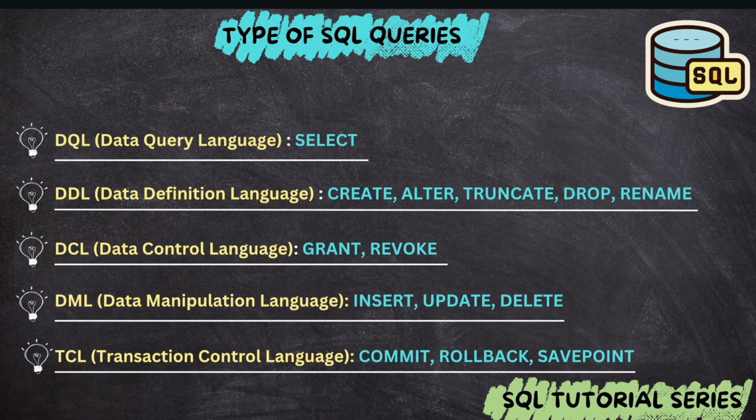Next we have DCL, which is data control language. It means DCL is for changing the authority of a database user. We have two commands, grant and revoke. In grant, we can give some authorization to a user. And using revoke, we can take back the authorization of a user.